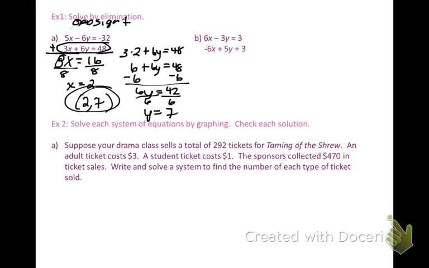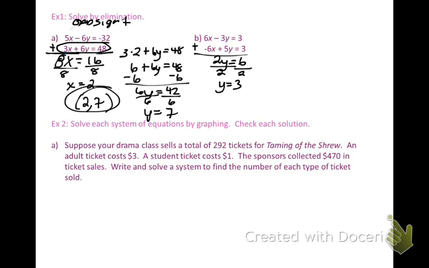Okay, B. Again, we have two numbers that are the same, 6x and 6x. So I'm going to put a line underneath it. They're opposite signs. I have a negative 6x and a positive 6x, so because they're opposite signs, I'm going to add them. So 6x minus 6x is 0x, so I'm not even going to put that down. So negative 3y plus positive 5y is 2y equals 3 plus 3 is 6, divide by 2. y equals 3.